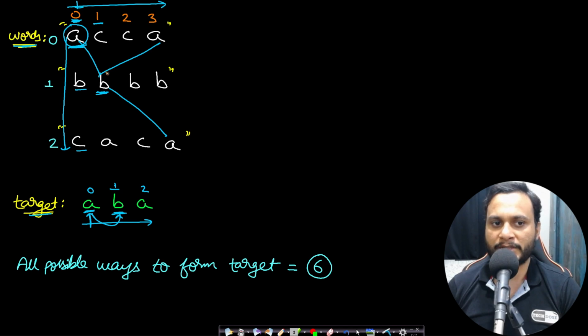Now if I don't include this B from the first column, you can choose this A, B from the second column and this A, or you can go for this A as well. So we have 4 options to make the target starting with this A.